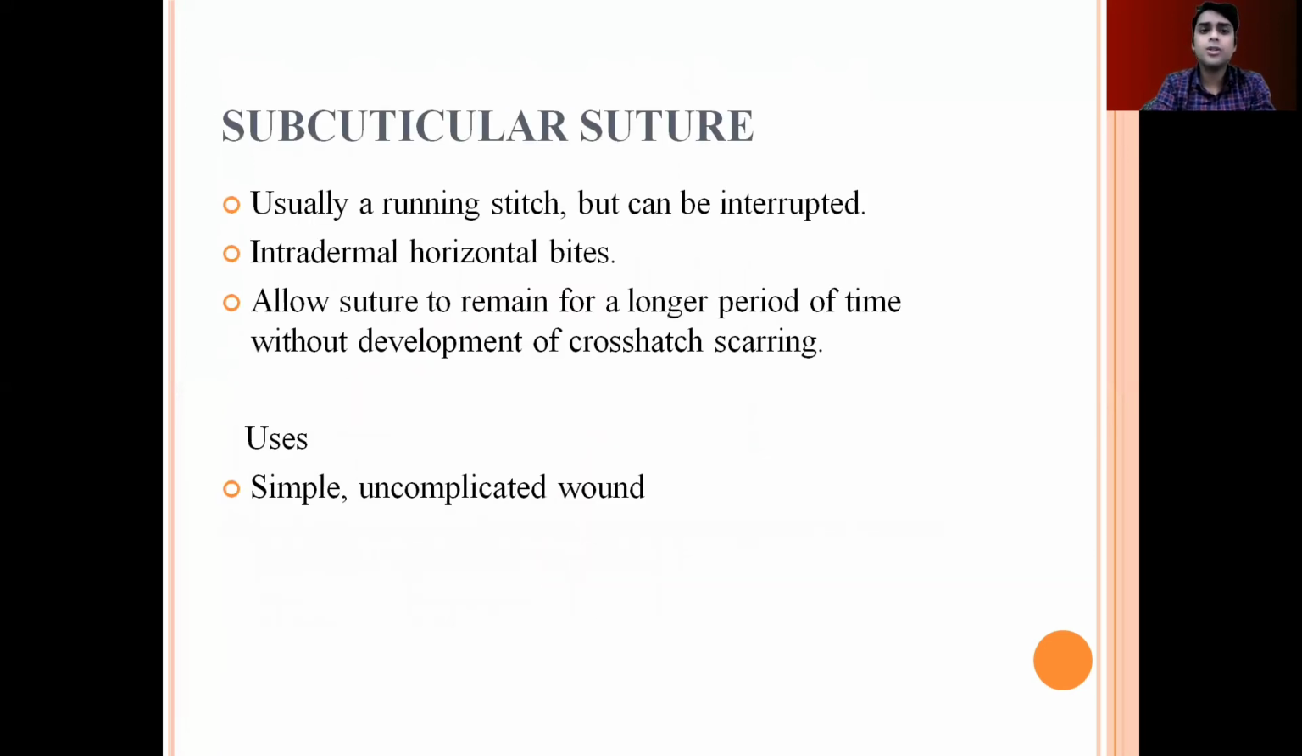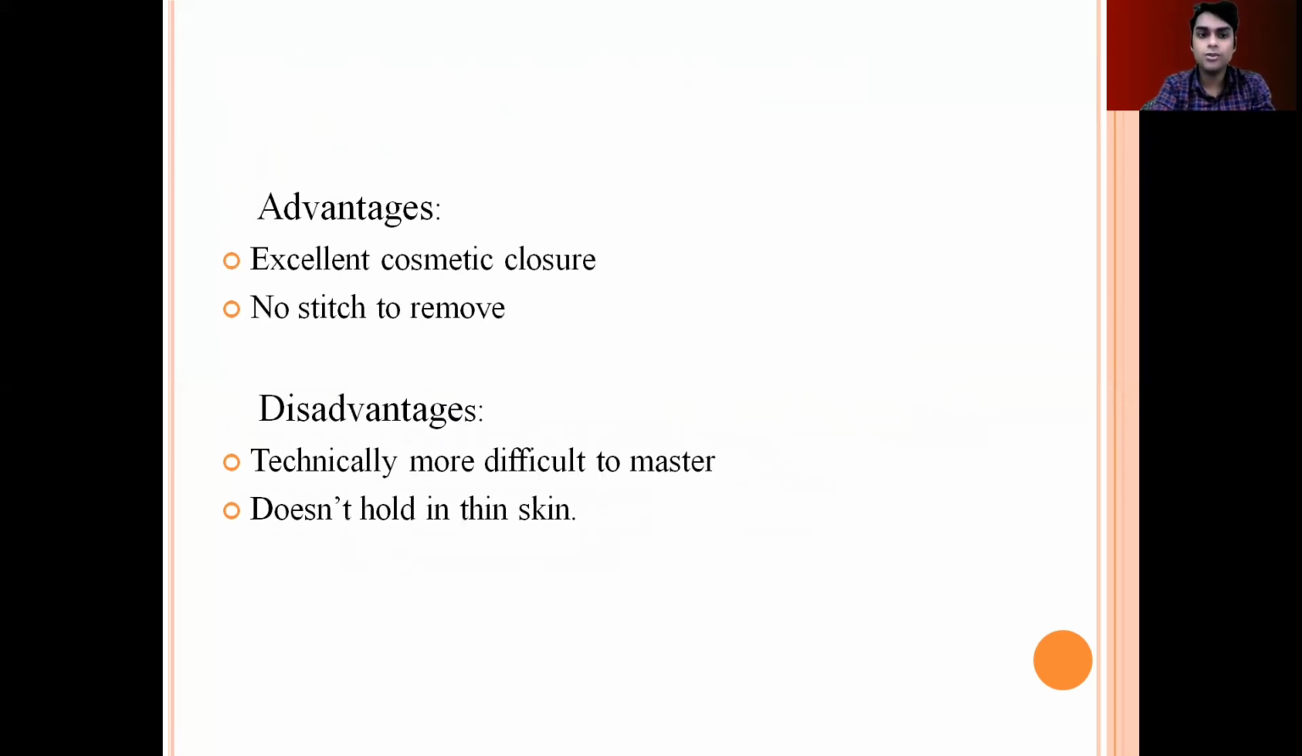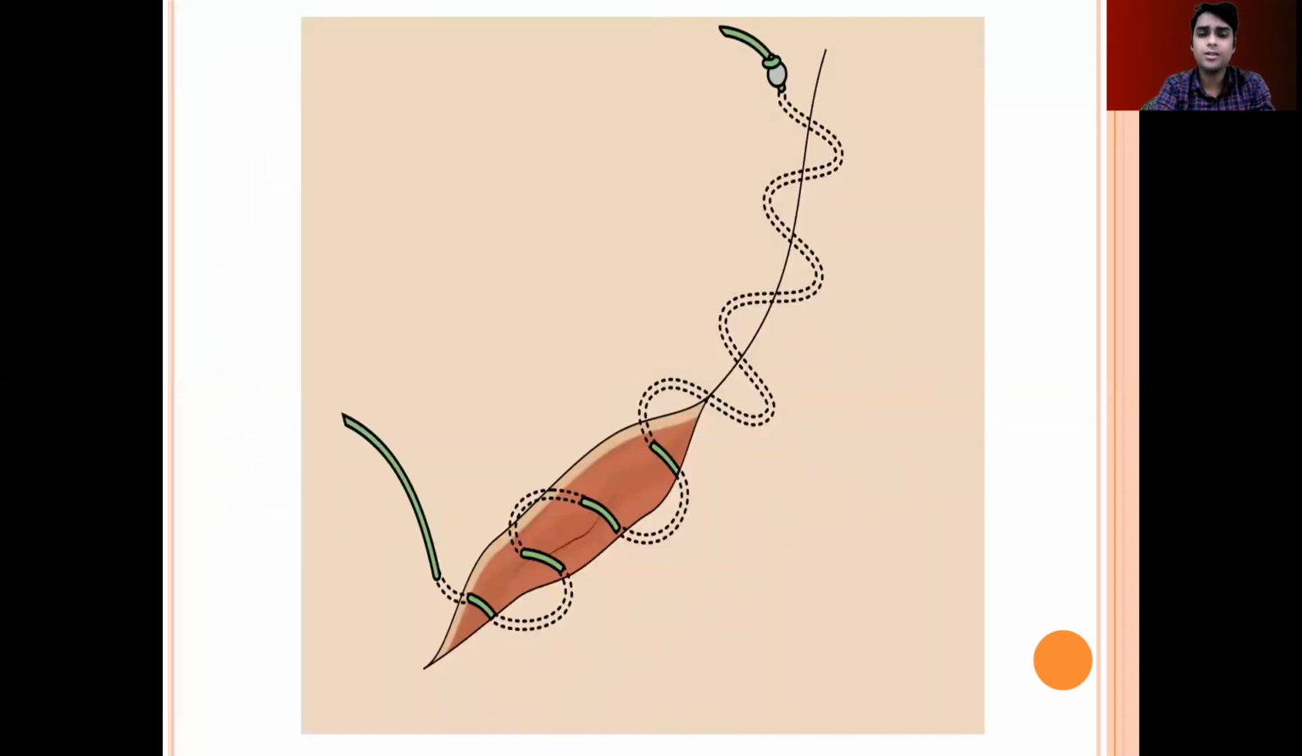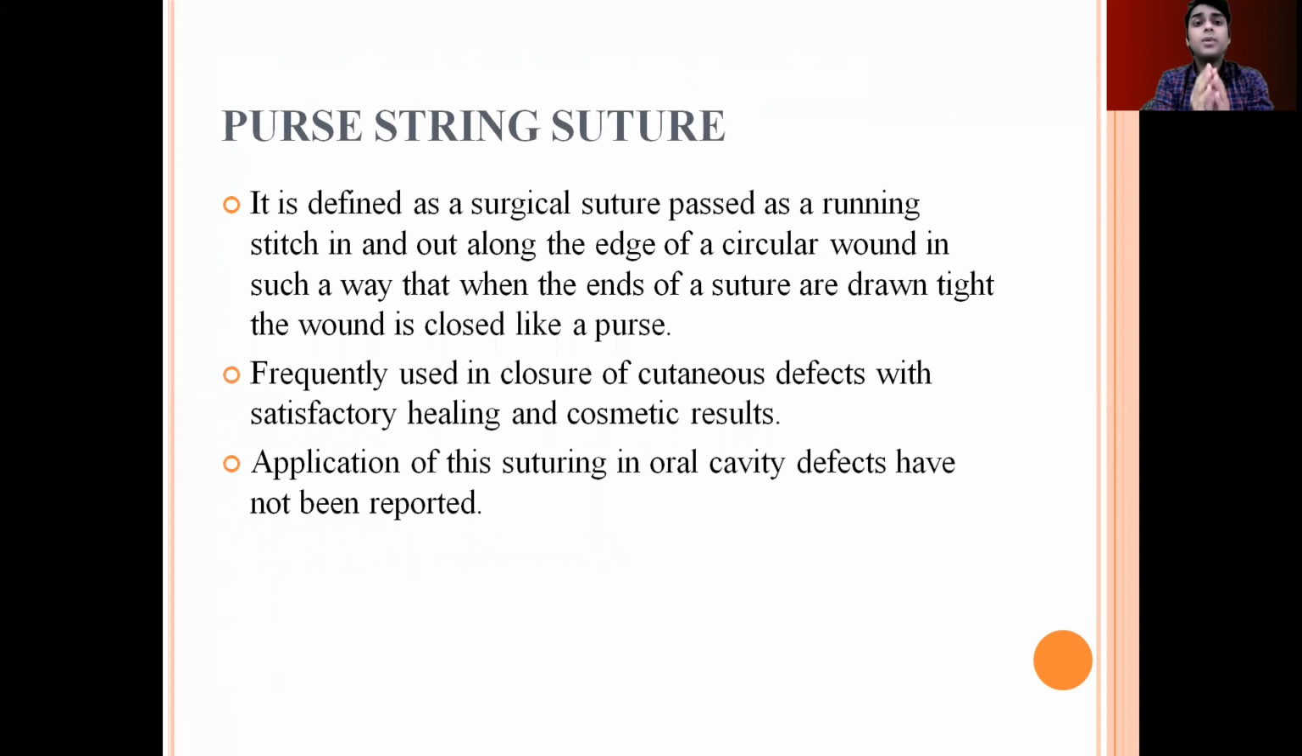Coming to the subcuticular suture, it is usually a running stitch but can be interrupted. In this, we give intradermal horizontal bites, which allow the suture to remain for a longer period of time without development of cross-hatch scarring. Its uses are simple, uncomplicated wounds. Advantages are excellent cosmetic closure and no stitch to remove since it is within the defect. Disadvantages are that it is technically more difficult to master and doesn't hold in thin skin. This is the image.